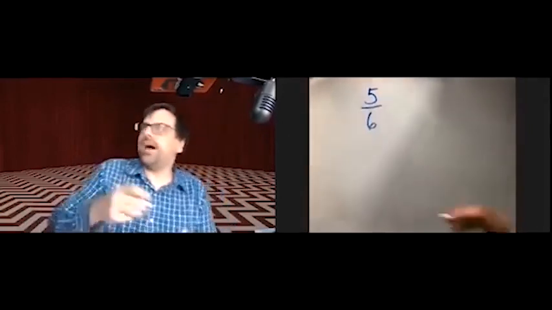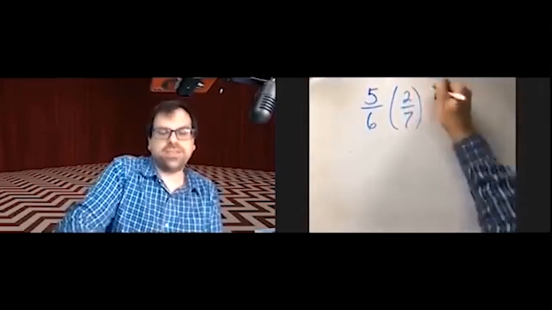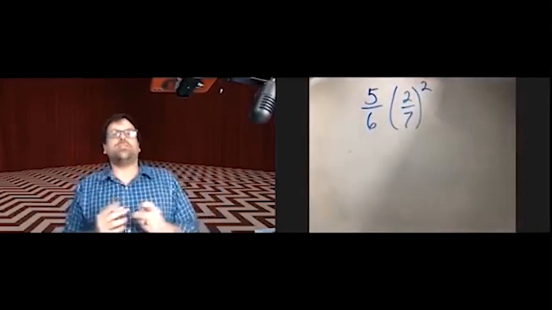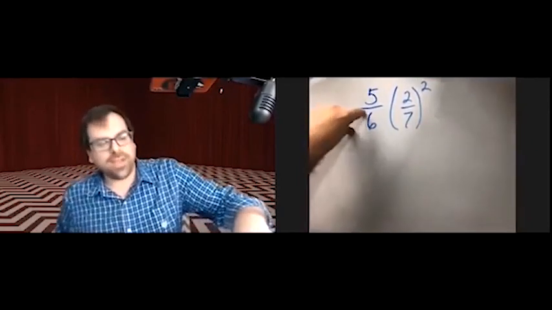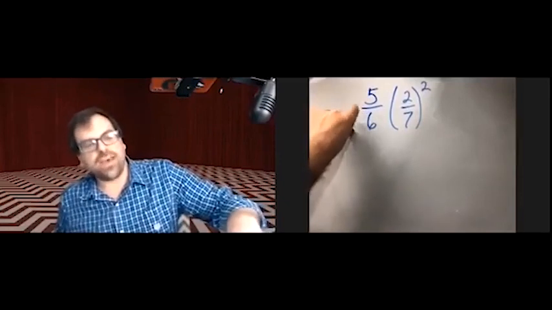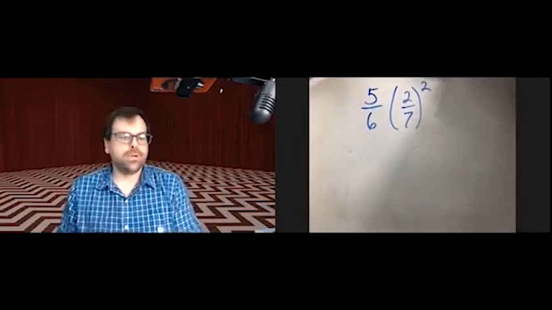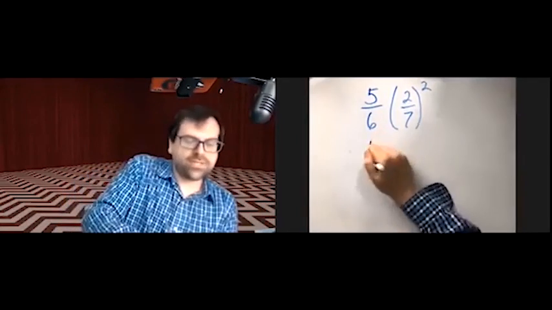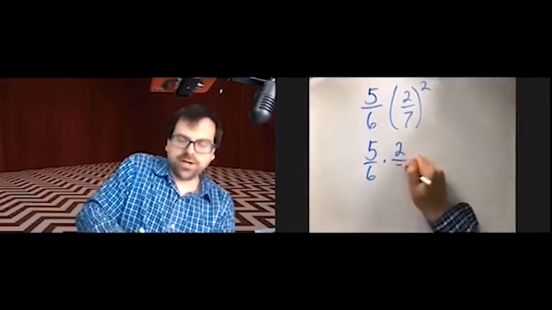Next up, let's look at 5/6 times 2/7 squared. What is squared here? Just the 2/7. At any point, should you be squaring the 5/6? No. So how do we write this out? This is 5/6 times 2/7 squared.